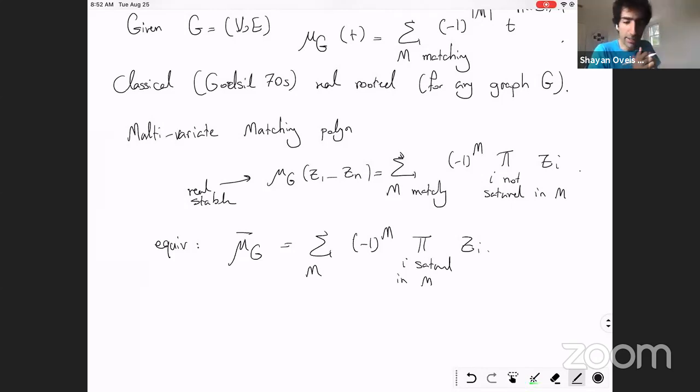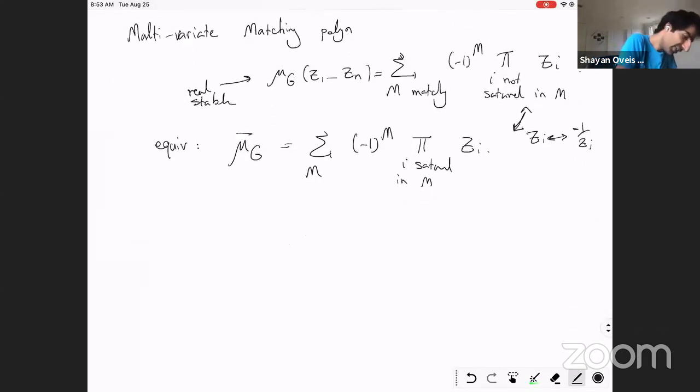Okay, equivalently, I can prove this one. Why? Because remember, we said that real stable polynomials are closed under inversion. If you just substitute zi with minus 1 over zi, you would basically switch between these two representations. These two are the same up to this inversion operation, and real stable polynomials are closed under inversion. So you can prove either of the two is real stable, and that would be enough. Now, how do we prove this one?